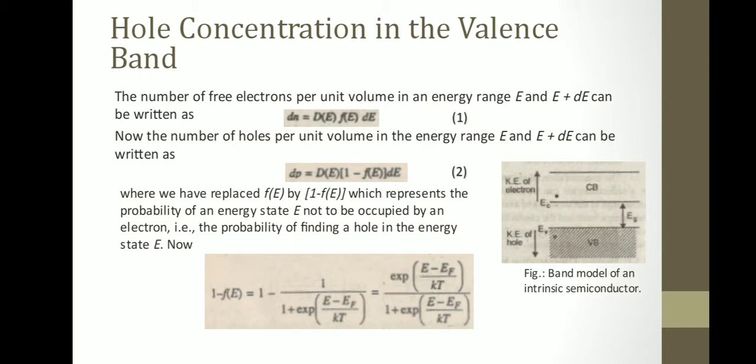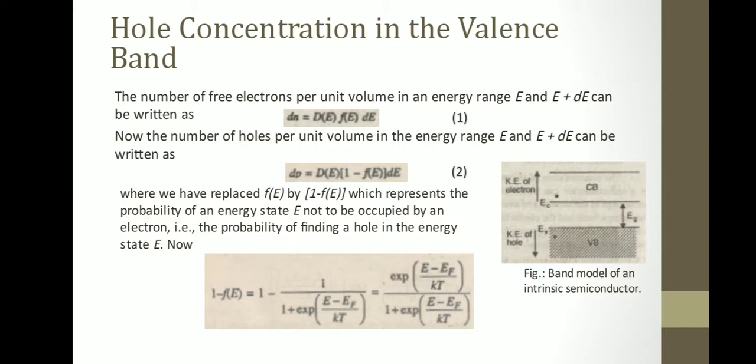Now, 1 minus F of E is equal to 1 minus 1 over 1 plus exponent of (E minus EF) by KT, which is equal to exponent of (E minus EF) by KT over 1 plus exponent of (E minus EF) by KT, where we have taken the LCM. In this way, we find 1 minus F of E is equal to this.